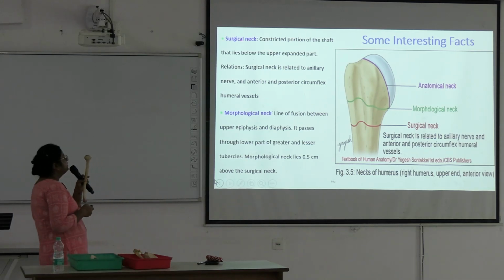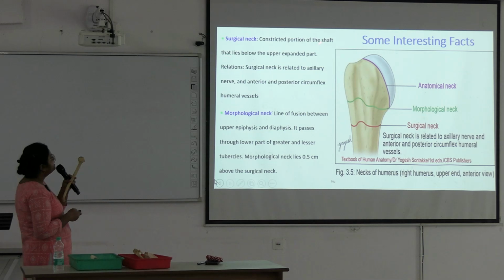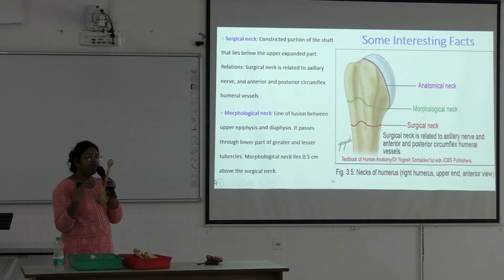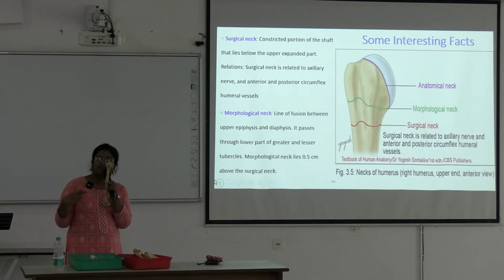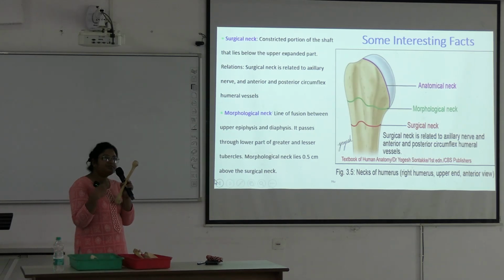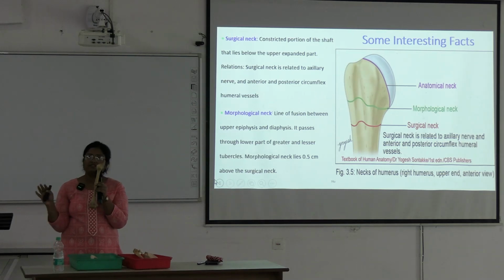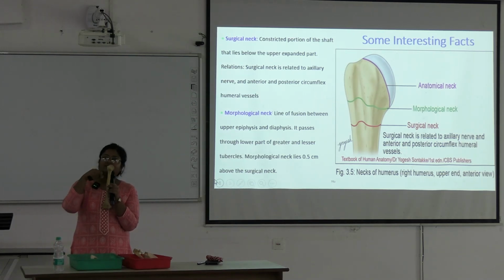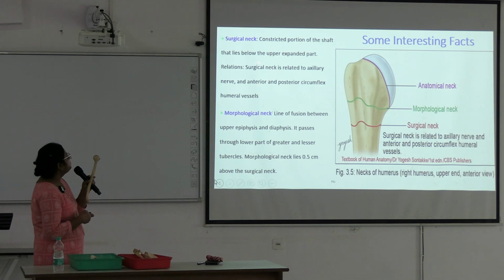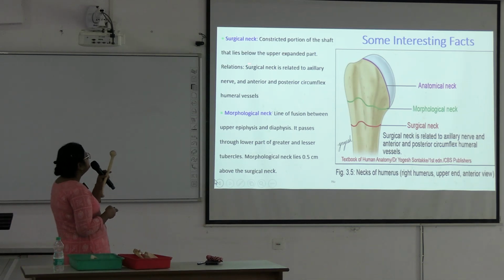Next is the surgical neck. This is the surgical neck. It is a constricted portion. These are asked in your viva in your bones table. How many necks are present? Where are they located? You have to show the necks and tell these things. So why is it the surgical neck? Because it is the most common site of fracture and important structures are present in relation to this neck, so they get damaged if fracture occurs at this level. It is the constricted portion of the shaft that lies below the upper expanded part.